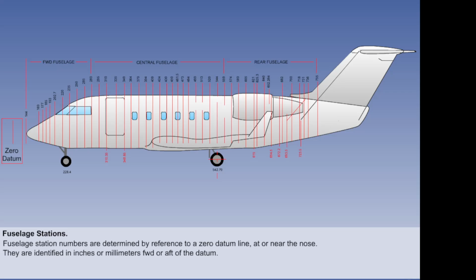On some aircraft, such as the one shown here, it is forward of the nose. Station numbers are identified in inches or millimeters forward or aft of the zero datum. Stations forward of the datum are identified with a minus sign and aft with a plus sign or no sign at all. In this installation, they are all aft of the datum, so no sign is used.